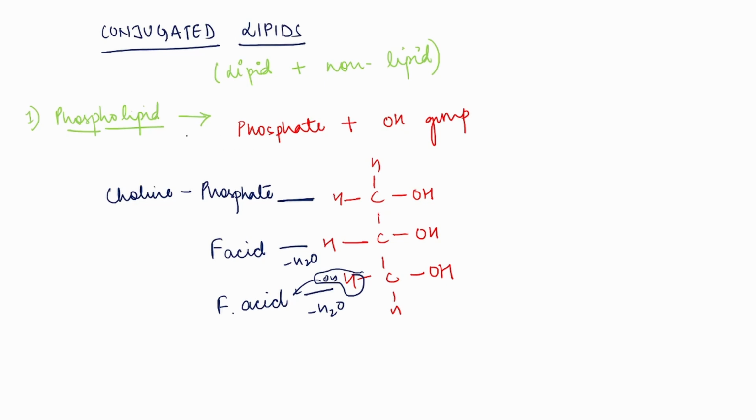Conjugated lipids are of four types: phospholipid, glycolipid, lipoprotein, and chromolipid. Now we are discussing phospholipid. When phosphate is attached to the lipid group or the fatty acids, we call it phospholipid. Now how is it formed? Let me show you once again.